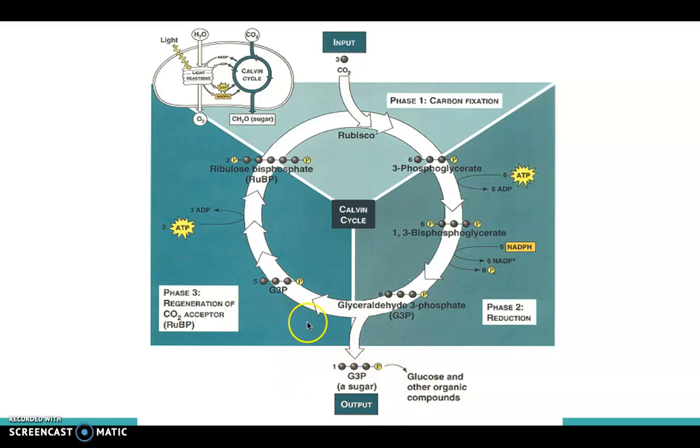Then as you enter into stage 3, you end up with a total of 10 G3Ps, which means that you would need a total of 6 ATP to allow for a total of 6 RuBP. Okay, and that means that these numbers also double over here. You need a total of 12 ATP and a total of 12 NADPH.